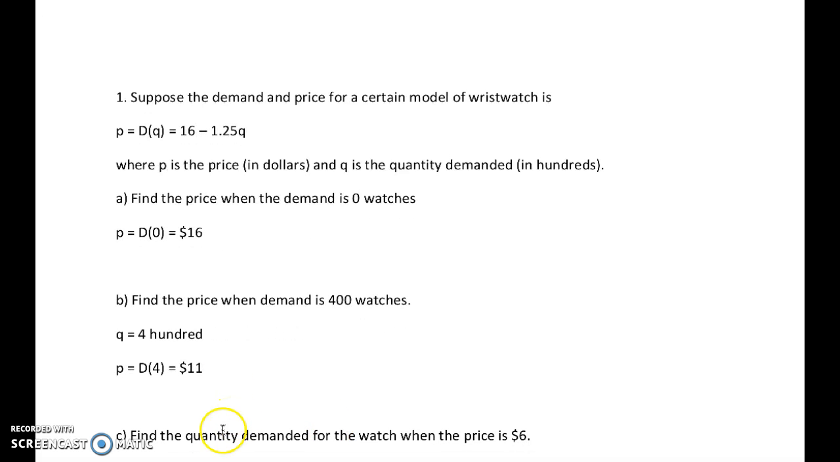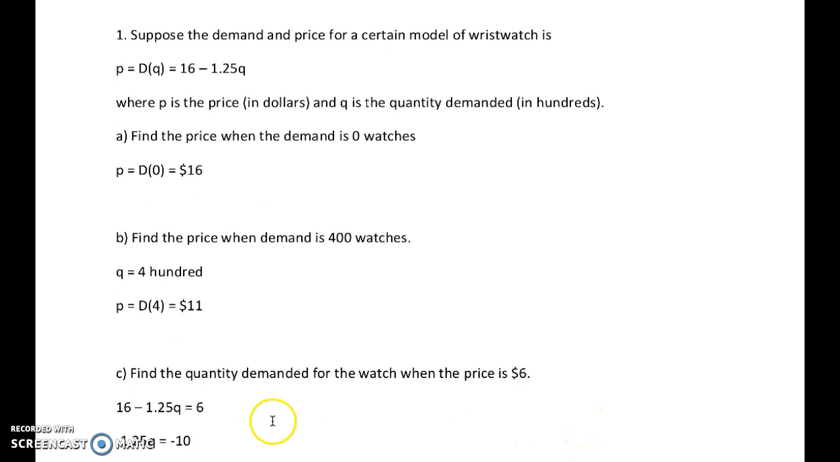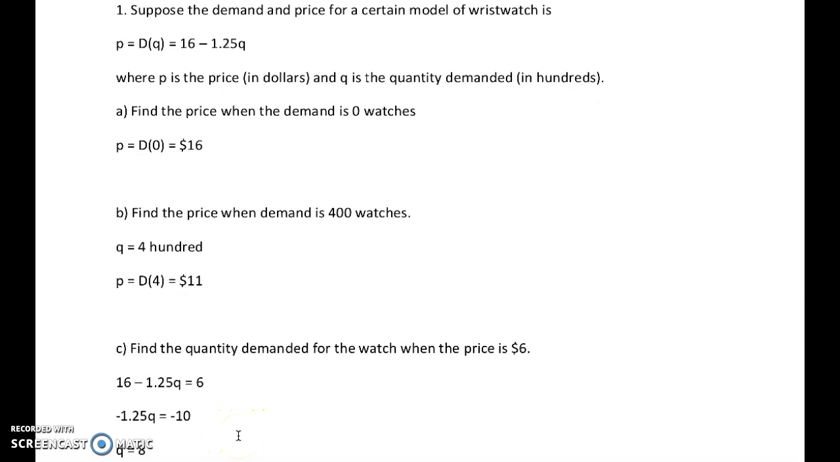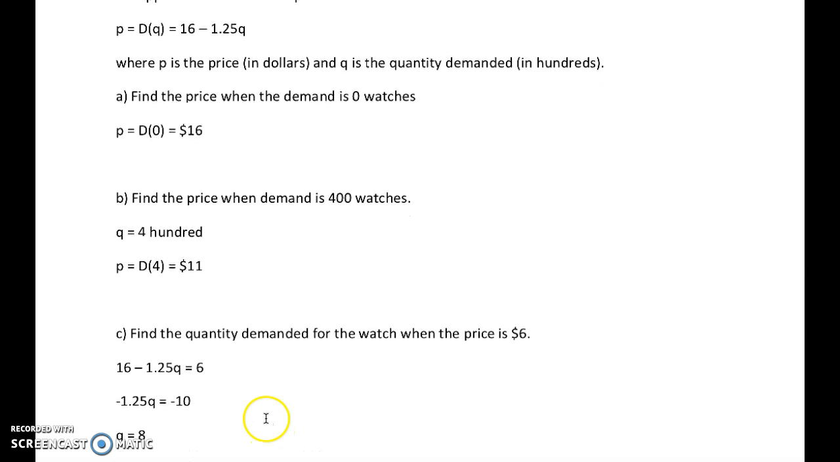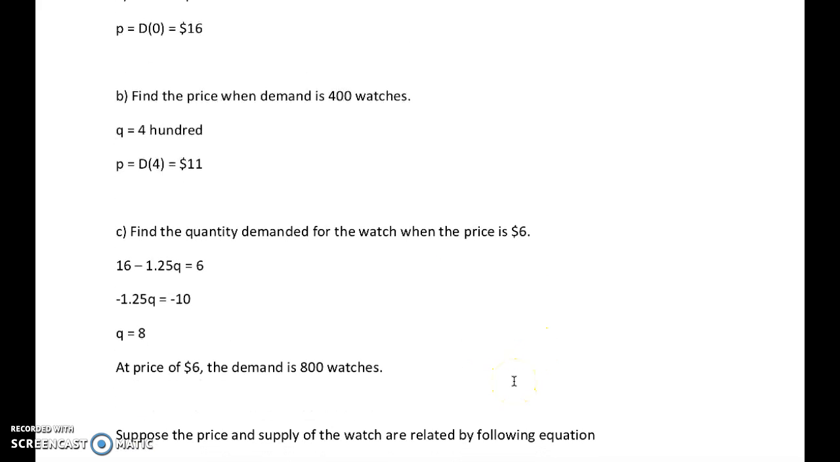All right. We want to find the quantity now for when the price is $6. So in this case, we want to set our equation equal to 6 because that's the price. And we're going to find the quantity is 8. So 8 watches? No, that's 800 watches when the price is $6. So there's a lot more watches demanded when the price goes down to $6. Okay.